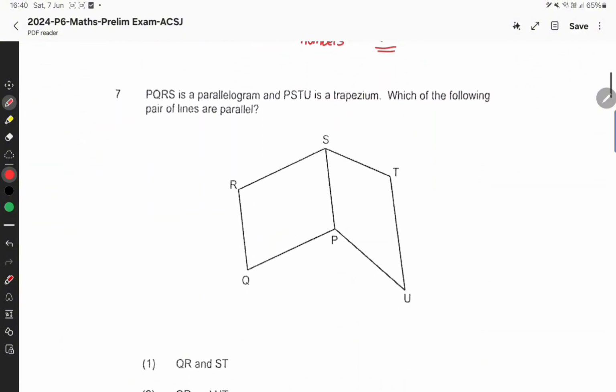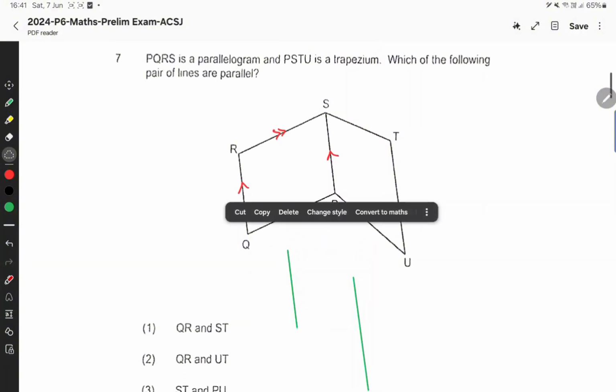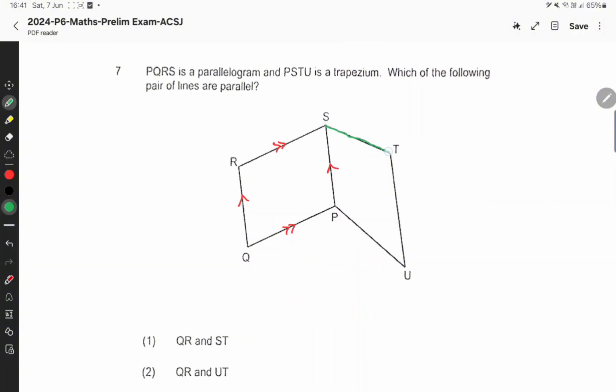Okay, next question. PQRS is a parallelogram and RSTU is a trapezium. Which one of the following pairs of lines are parallel? Okay, so the first thing we know is that PQRS is a parallelogram. So we will draw out our parallel lines. And PSTU is a trapezium. So from here we can identify that this length over here compared to this length over here, they are not parallel. I'm so sorry, I drew the wrong line. So ST and PU, they are not parallel.